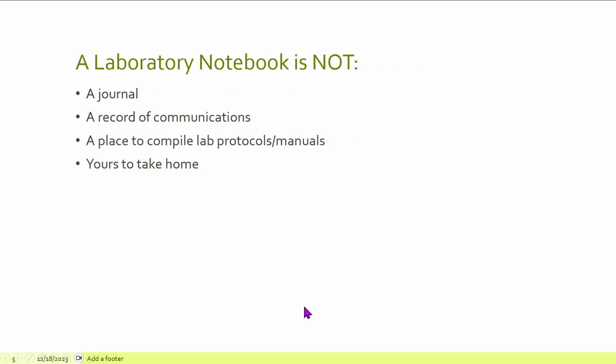So a laboratory notebook is not a journal or a record of communications between you and other researchers, although you can have information put in there that you learn from communications. It's not a place to compile laboratory protocols or manuals. Typically, you do that separately. You might have a binder, a 3-ring binder, or you might do this electronically. And it's also not yours to take home. Okay, so that's again an important point about your laboratory notebook, that it belongs to the lab that you'll be working at.